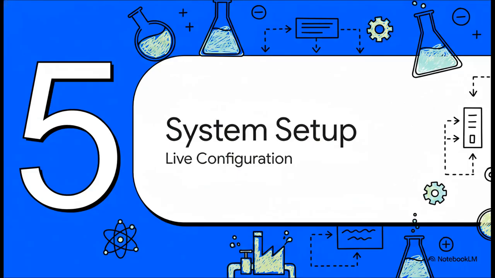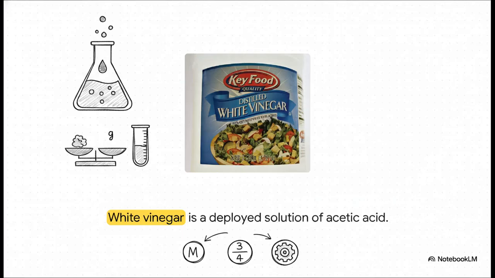Section 5. System setup and configuration. Time for a live deployment simulation. Okay, here is our specific payload. We are looking at distilled white vinegar, which is a deployed solution of acetic acid acting as the solute in water. For our simulation today, we're going to provision an environment by deploying exactly 35.3 grams of acetic acid into enough water to create a 0.500 liter runtime environment. Let's run the math to determine our molar concentration.